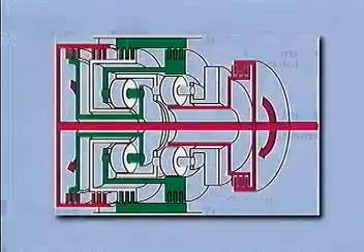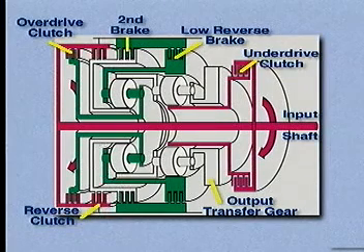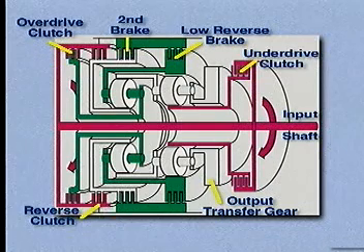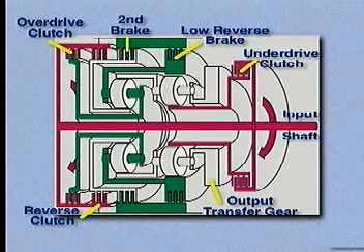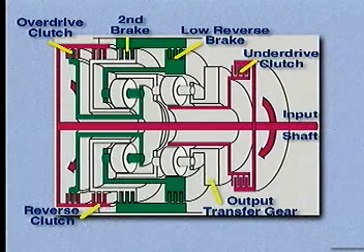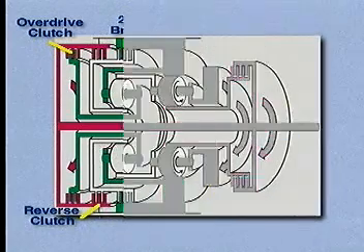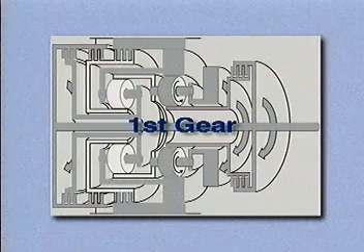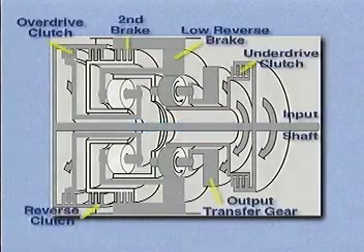In the P and N ranges, all clutches are released and power from the input shaft is not transmitted to the planetary gears. The low reverse brake is applied as a preparatory measure to make shifting into first gear or reverse quicker. In first gear, the underdrive clutch and the low reverse brake are applied.